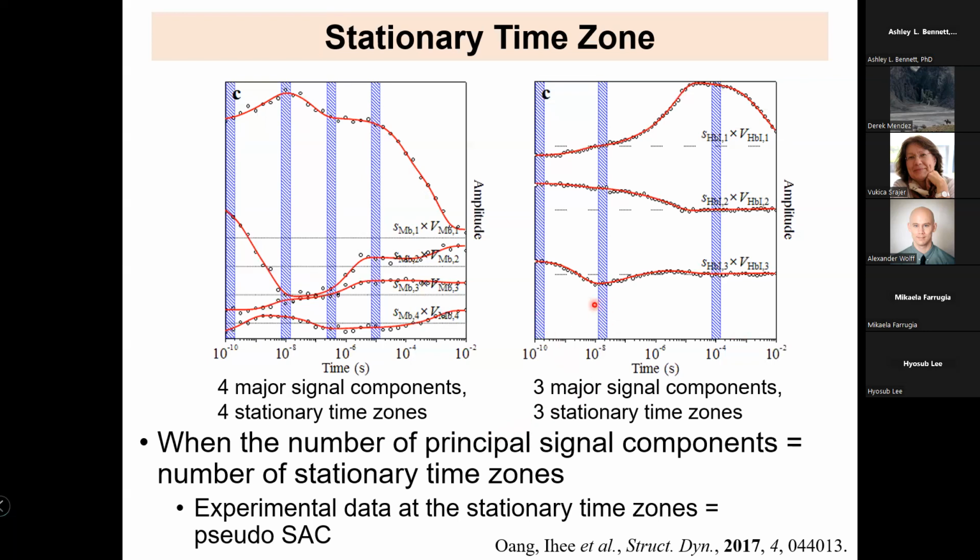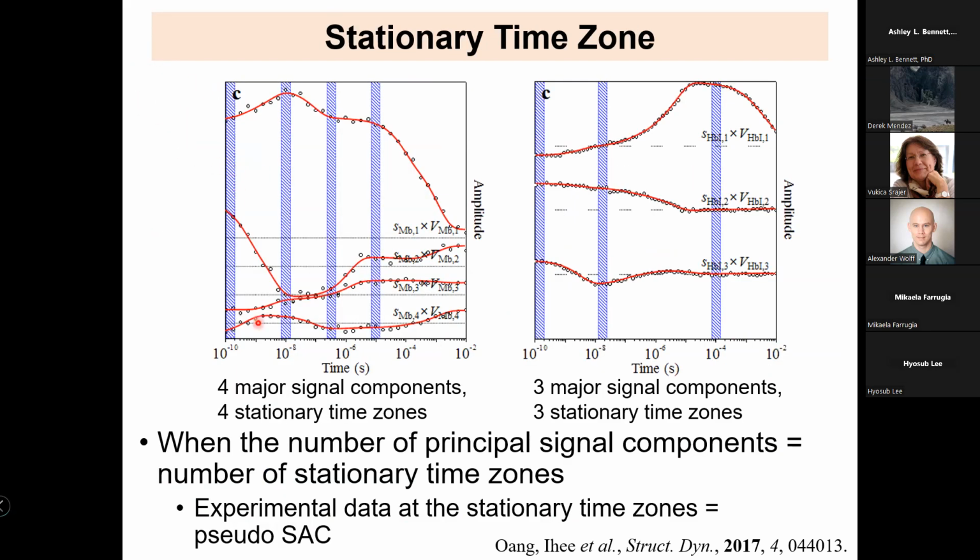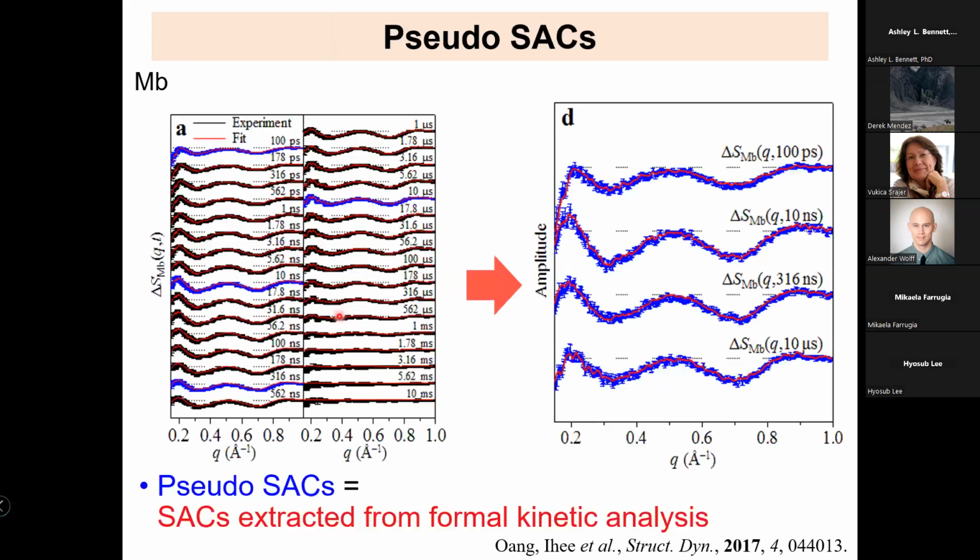In SAPA, it is regarded that simply the experimental data corresponding to this stationary time zone can act as the species-associated difference scattering curves. So we don't need to establish the kinetic models to get species-associated curves, but we can simply extract the species-associated curves directly from the experimental data. As a myoglobin example, we determined 4 stationary time zones, and the data corresponding to the time zones can be regarded as the species-associated curves.